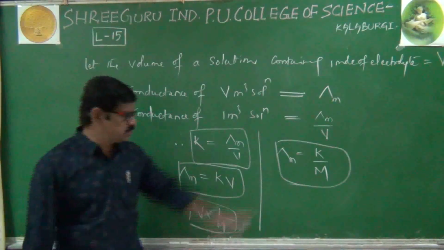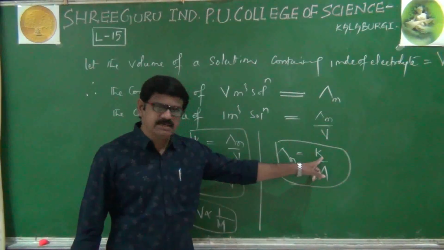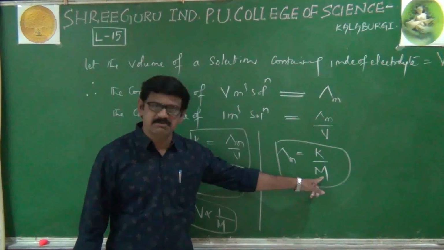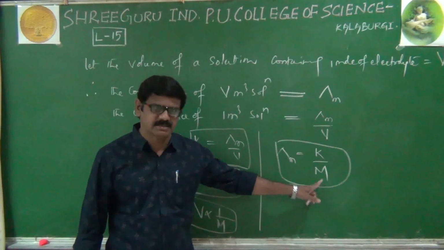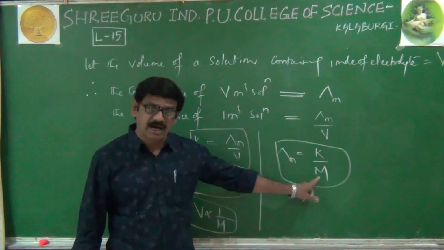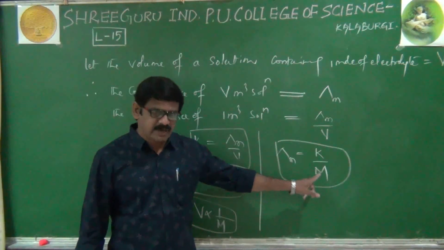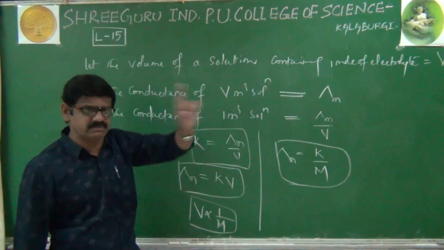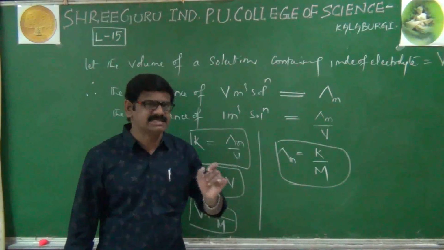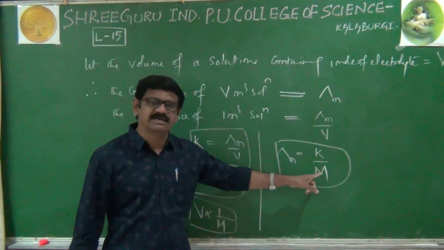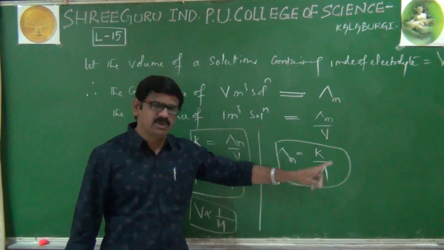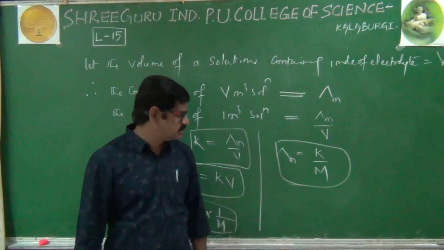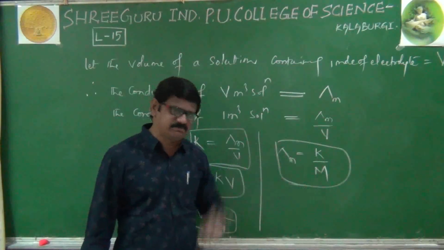Lambda m is equal to K by m. What is K? Again, conductivity only. What is m? m is nothing but concentration. Which concentration here? The molarity term we are using. Why are we using the molarity term? Because in our solution 1 mole of electrolyte has dissolved, therefore it is related to the concentration term. Molarity has been chosen. Therefore, lambda m is equal to K by m.